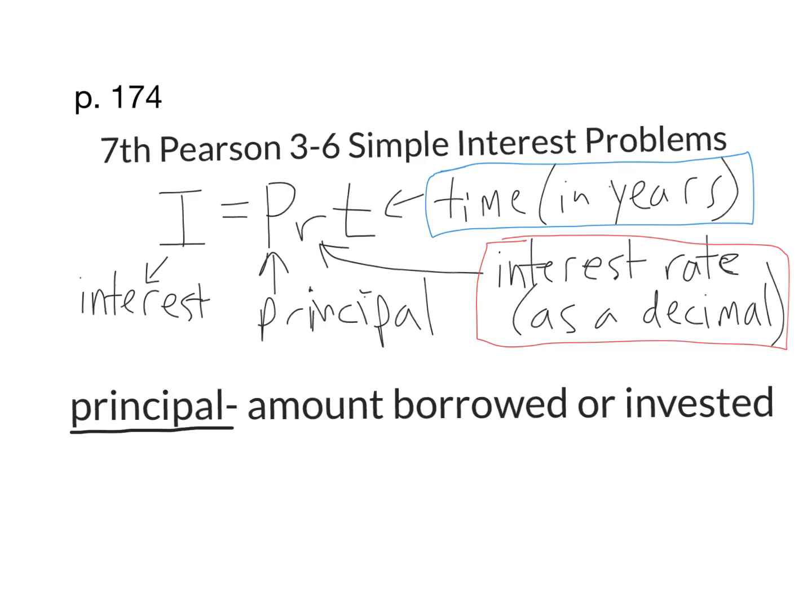Page 174, Lesson 3.6 is on simple interest problems. When we're talking about interest, there are different meanings of the word. Like it could be I'm interested in something. But in this case, the interest we're talking about has to do with money. And this could be good or bad, just depending on which side of it we're on.